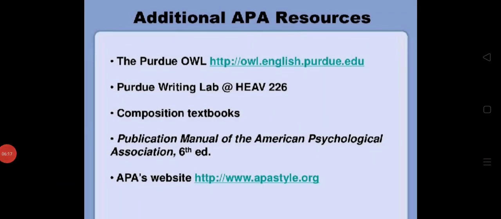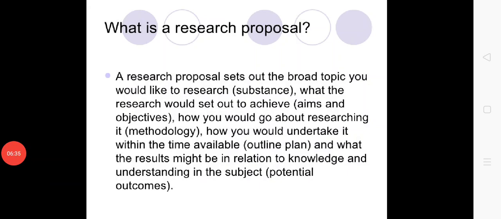Here our topic of APA reference style is completed, and now we are moving to our other topic that is related to writing the research proposal. So we are studying our new topic related to the research proposal. In this lecture we are going to discuss what a research proposal is and what the elements of a research proposal are. First of all, what is a research proposal?